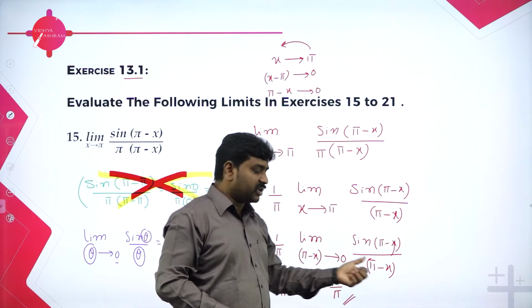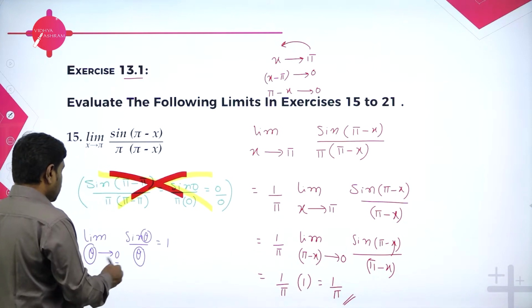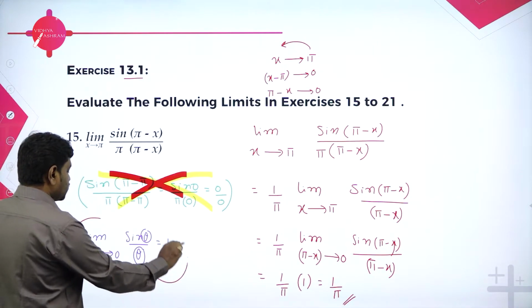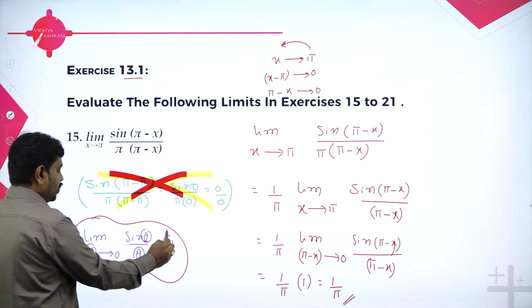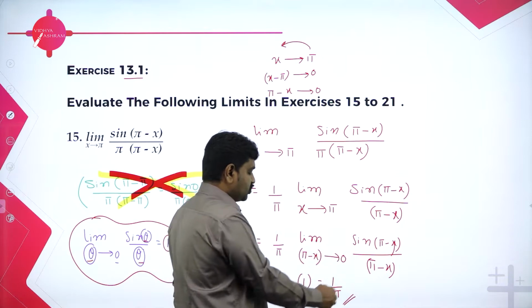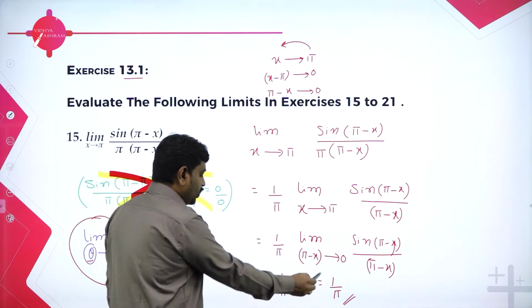Now I made this term, and inside sine, denominator and this, if these three are same and if it is tending to 0, answer is what? 1, by using the theorem. What is the theorem? Limit x tends to 0, sin x by x is 1. So I am using this. So this and this values are same, means answer is what? 1. So this whole thing becomes 1. We'll get the answer as 1 by pi into 1, that is 1 by pi.